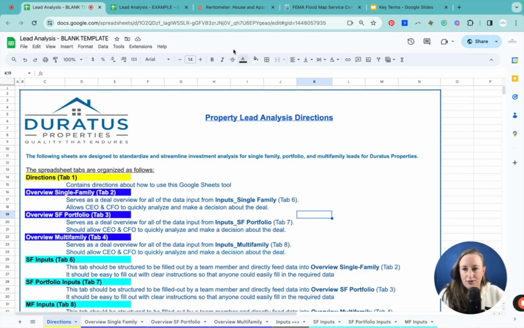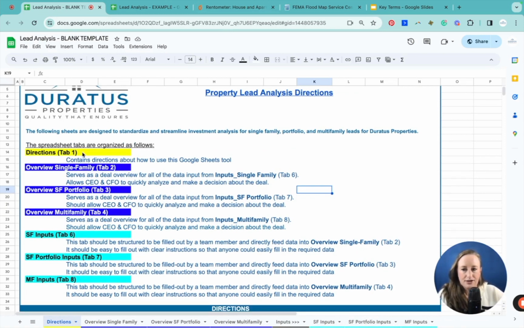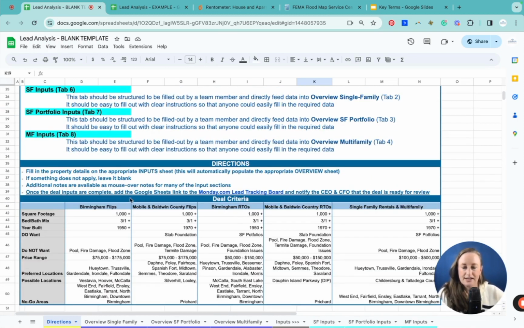When you open your template, it's going to look like this. It opens to the directions page, which is the first tab. Then you'll see down here there are several other tabs, and that's what I'm going to orient you to first. The directions page also describes what each tab is for and how to use the spreadsheet, as well as my deal criteria here at the bottom. This is something that you can personalize to yourself in your own market.